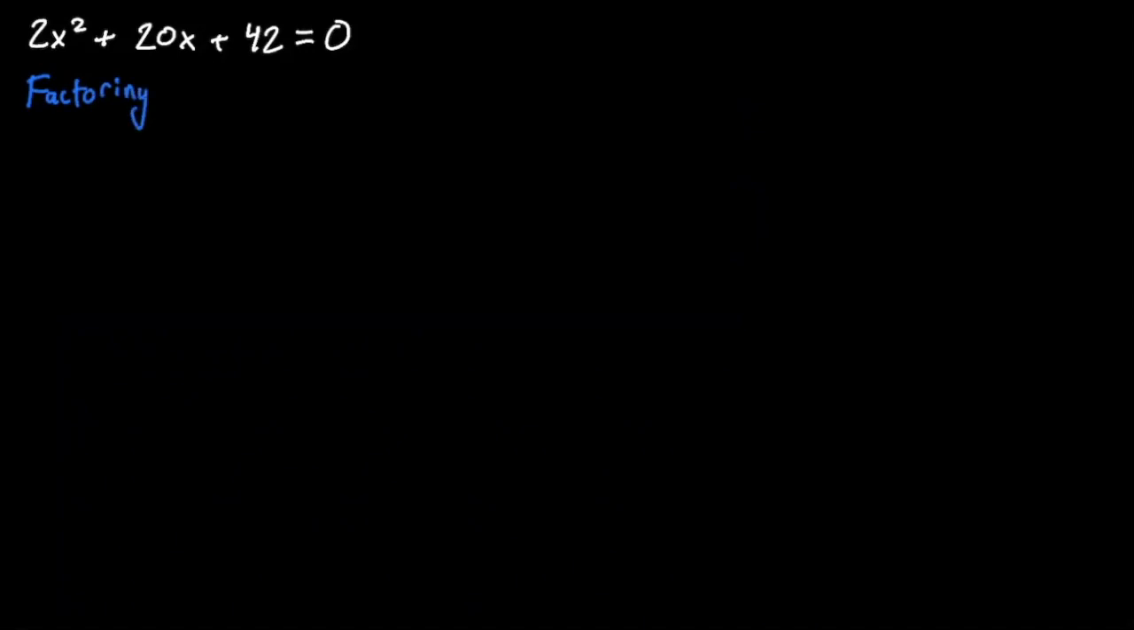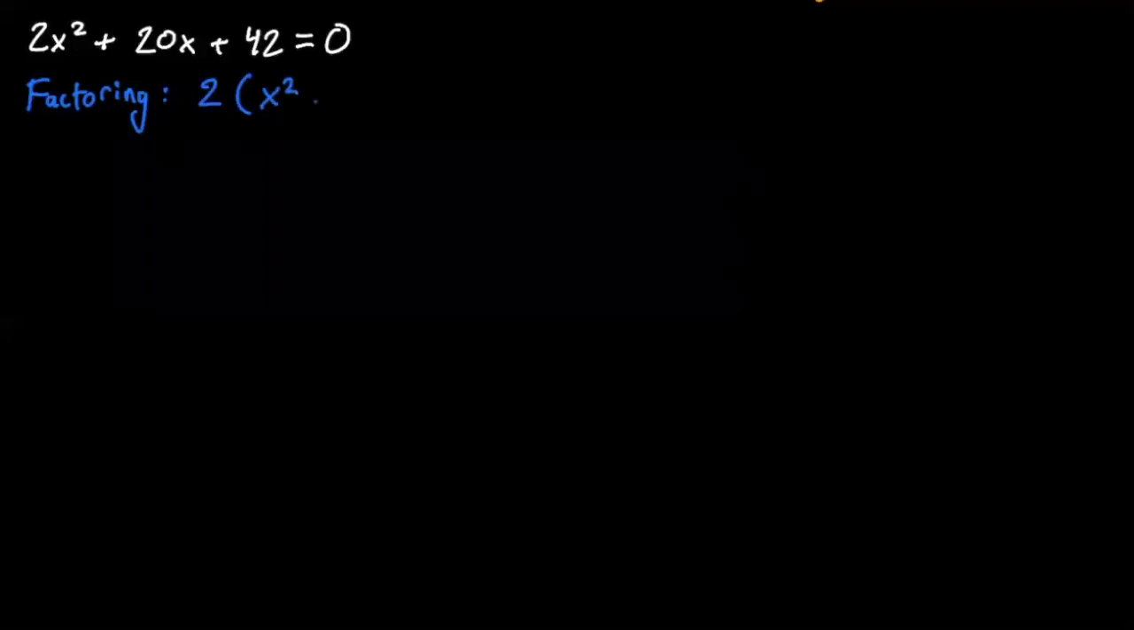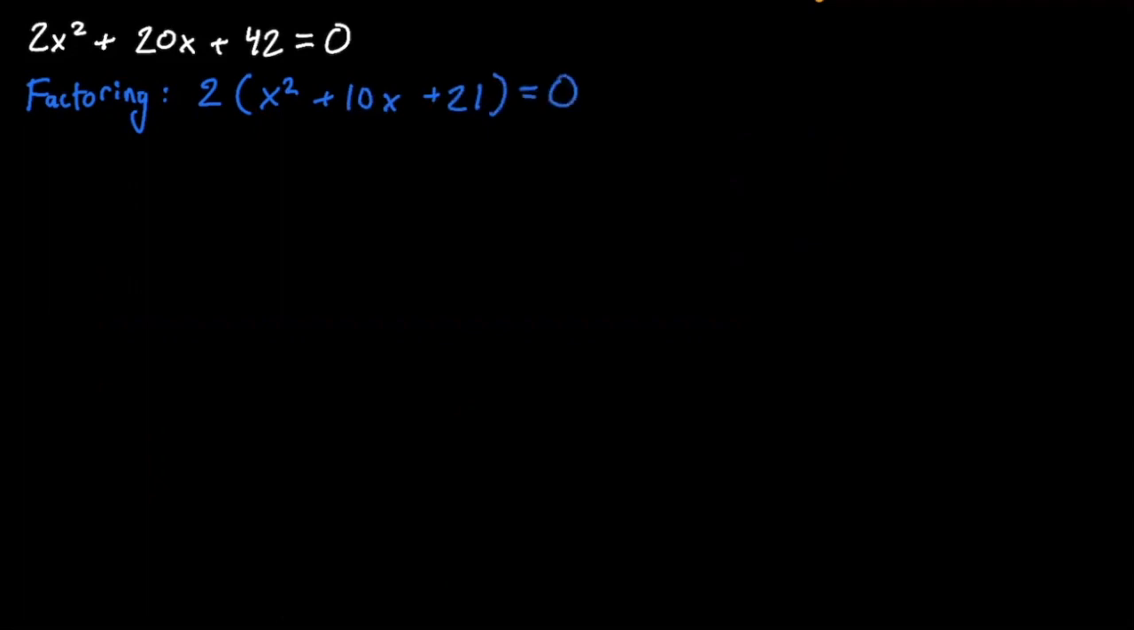So our second step before was checking to see if there's any common factors. In this case, we do have a common factor between 2, 20, and 42. These can all be divided by 2. So we can rewrite this quadratic as 2 times x squared plus 10x plus 21 equals 0. And what we can do now is, because we have 0 on the right side, we could divide both sides by 2. And then the quadratic that we're working with becomes simpler.